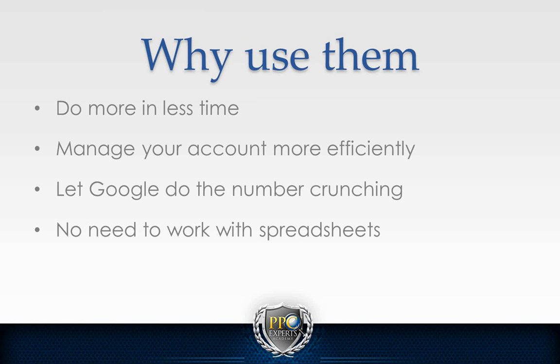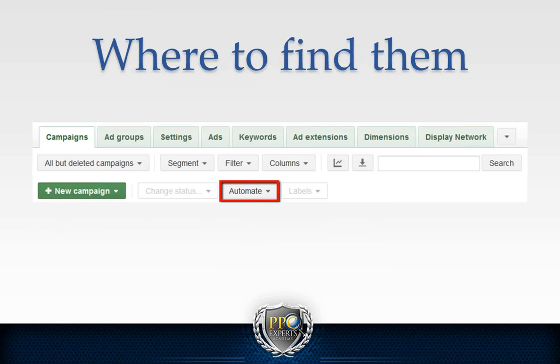So why use them? We use them so that we can do more in less time. That's my favorite reason. And you can manage your account more efficiently using automated rules. And in the past, we would do a lot of number crunching using spreadsheets. But instead, let's let Google do all the number crunching. Let's just put in our criteria and let them do the number crunching. And the great thing is that you don't need spreadsheets, and you can just stay right within the Google AdWords interface. You don't even have to leave it.